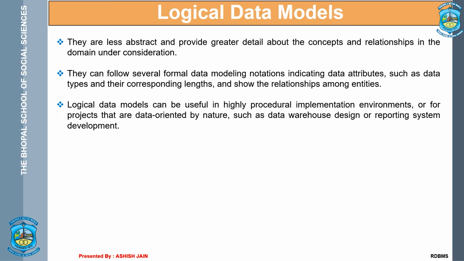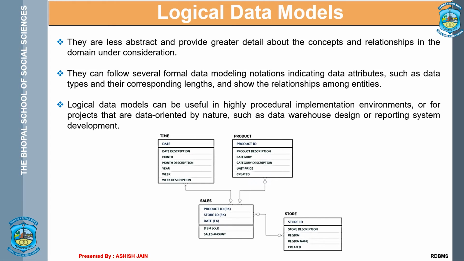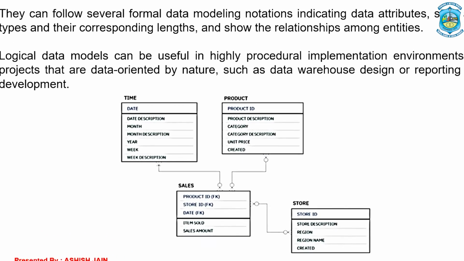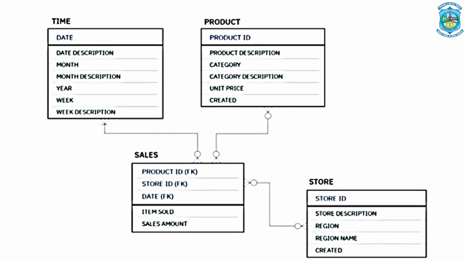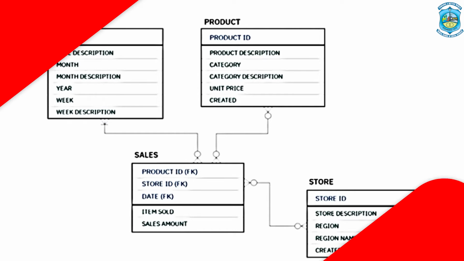These models are useful in highly procedural implementation environments for projects that are very data oriented, like data warehousing, reporting, etc. Here, if you see the previous example, we only defined the structures. Here we also define some other details regarding this particular structure. For example, for time, we have the values date description, month description, and so on. For the product table, we have these many details. In the other two tables, we also have other details. So this is a more detailed description of the previous one.